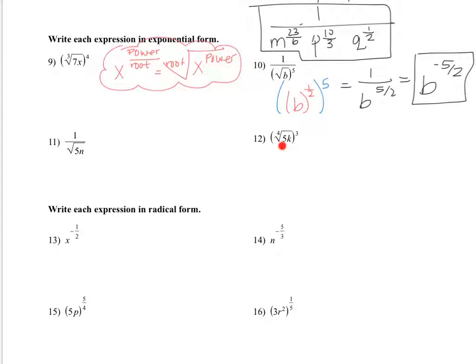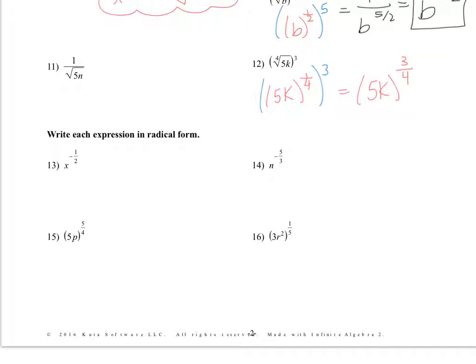Okay, same thing with number 4. Anything that's inside a fourth root is the same thing as saying 5k to the 1/4 power. And then I'm going to raise this thing to the third, and I'm going to multiply 1/4 and 3. So my final answer is 5k to the 3/4 power.